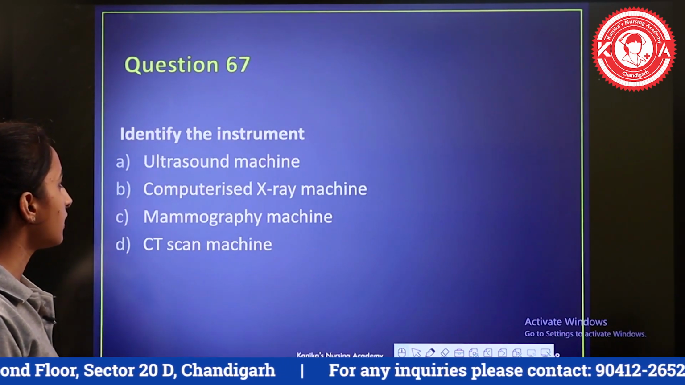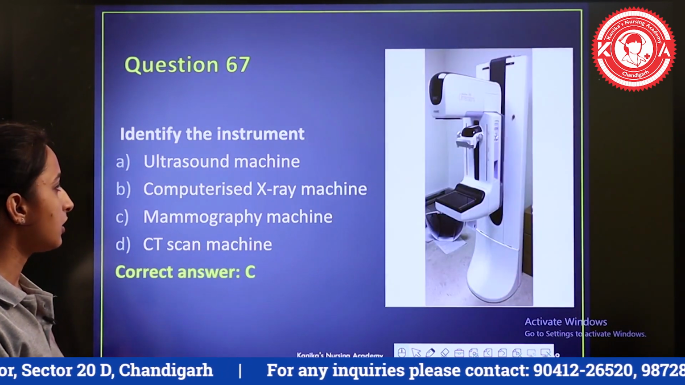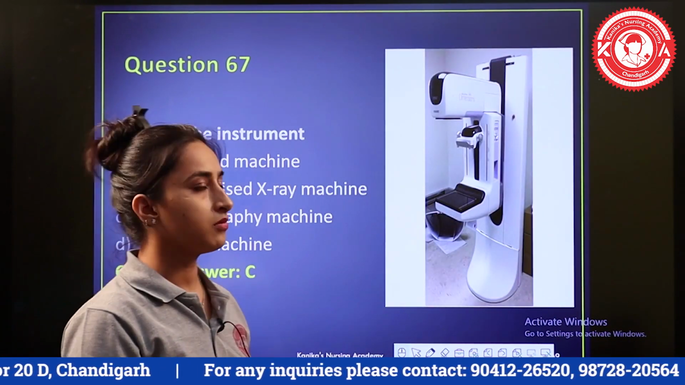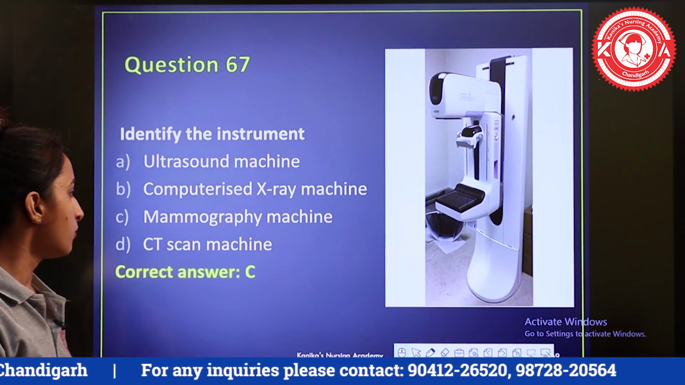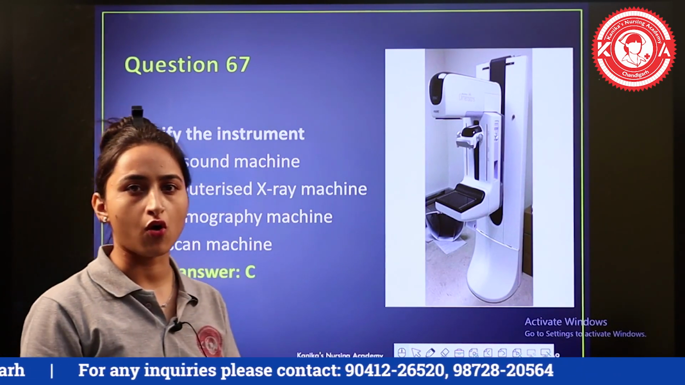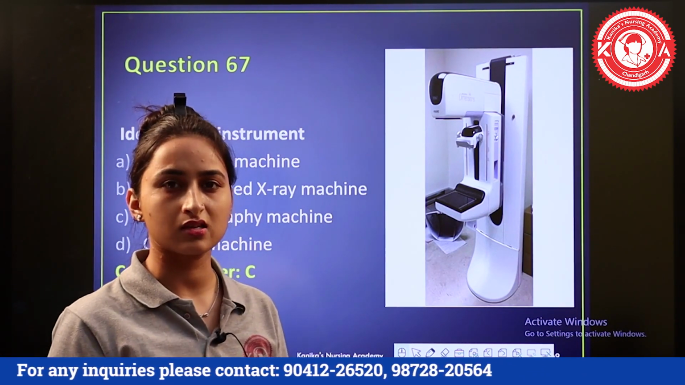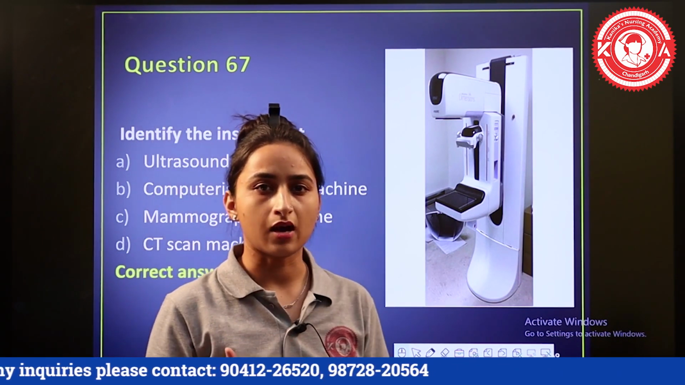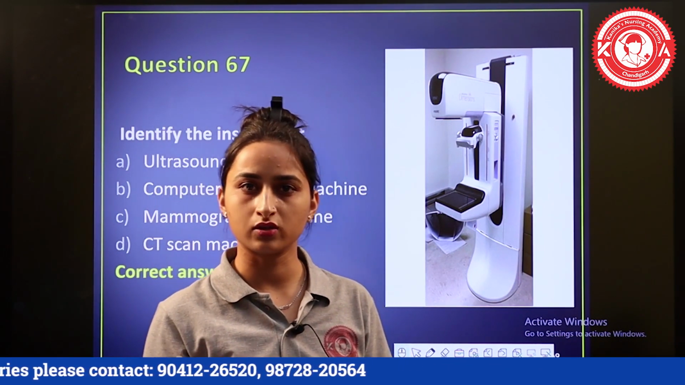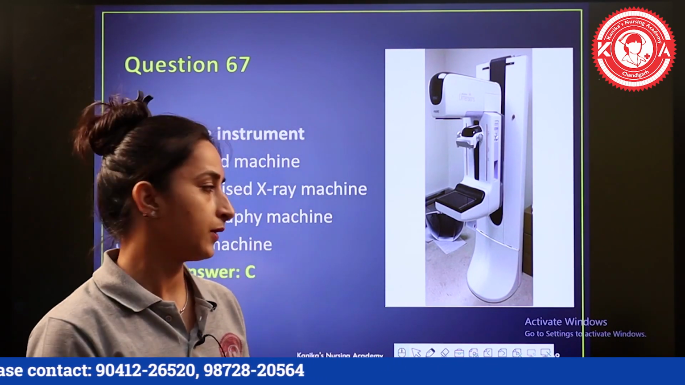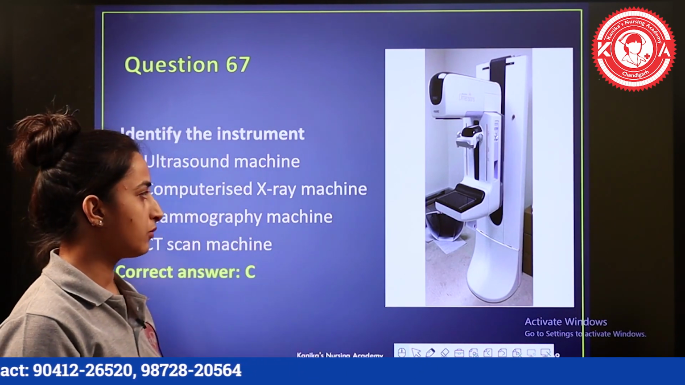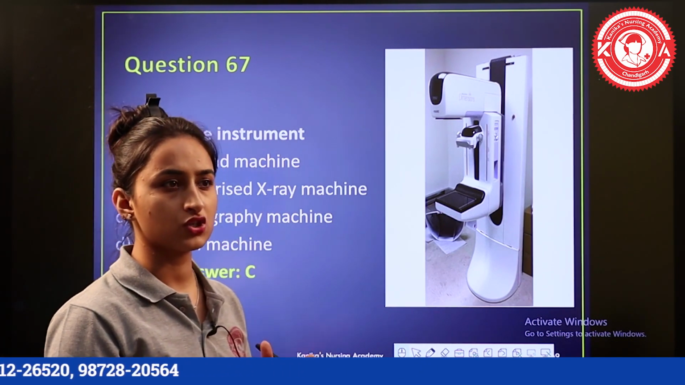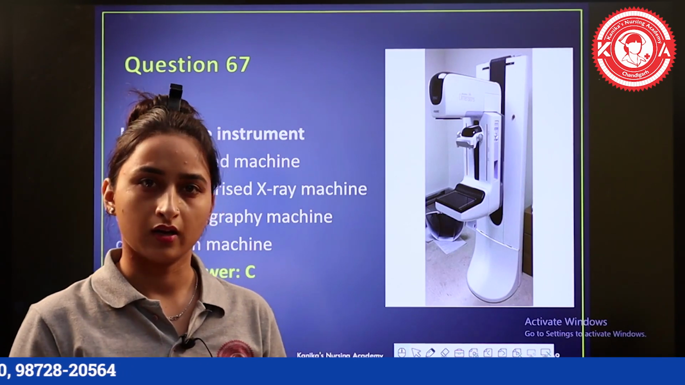Next question is, identify the instrument. The image is this. This is the image of a mammography machine. In this mammography machine, x-rays are used for the examination of the breast to diagnose disease. Mainly the mammography examination is done to detect breast cancer.